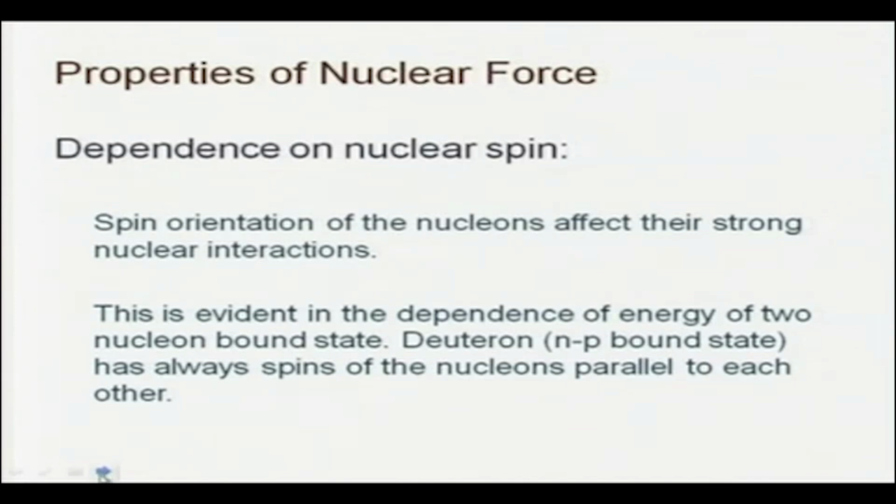I mean, nucleons have a particular spin, but when they come together or interact, it is the relative orientation of the spin that will matter. So, for example, the spin orientation of the neutron and proton in the deuteron is found to be parallel to each other. That means that the total spin of the deuteron is equal to 1, and the individual nucleons, neutron and proton, have their spins aligned parallel to each other, not opposite to each other.